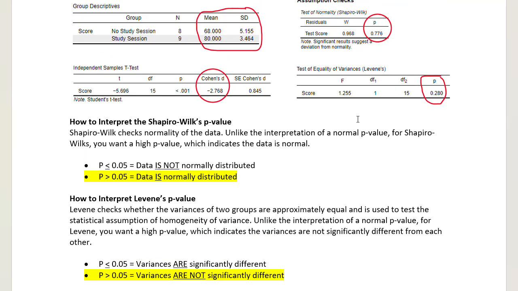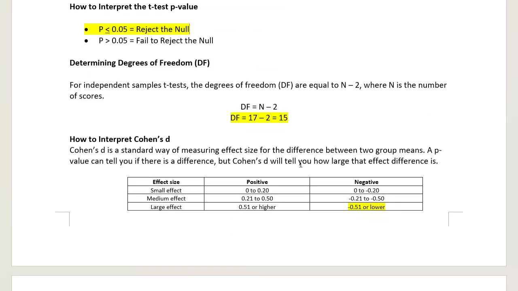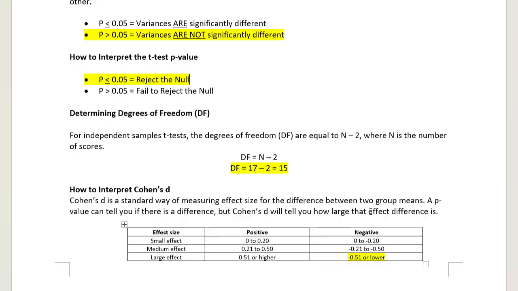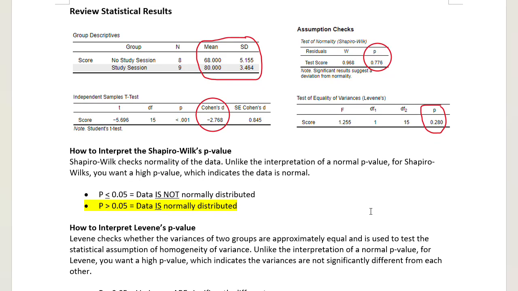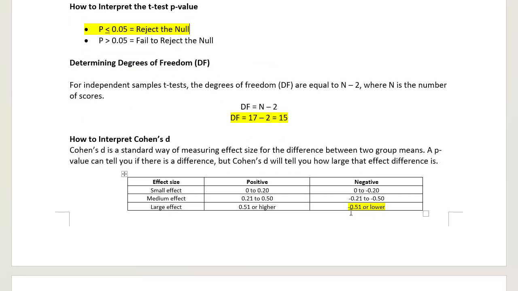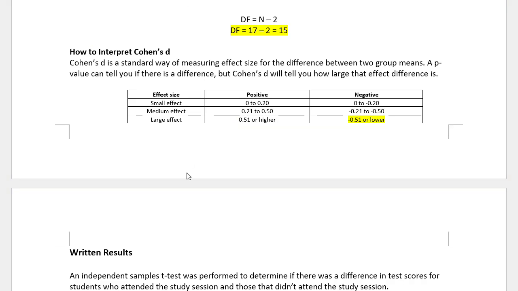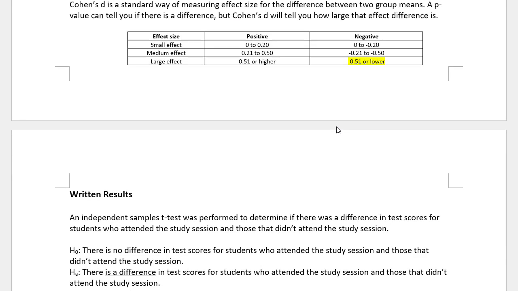If we look at our Cohen's d, it is negative 2.768. And if it is negative 0.51 or lower, which negative 2.768 is definitely way lower, that means it is a large effect. So we do have a large difference. Okay, so now we know that our assumptions have been met. We know we have significant results. We know our degrees of freedom. We know we have a large effect size. We just need to put all of that into some written results.